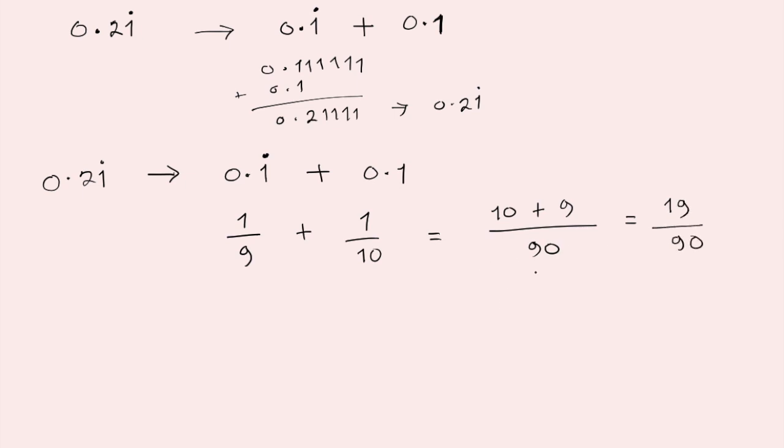Please check out my previous videos on arithmetic operations on fractions to be familiar with how to add up fractions. And so 0.21 repeating is equal to 19/90. And you can try that out in your calculator just to be sure. 19 divided by 90 is equal to 0.211111.